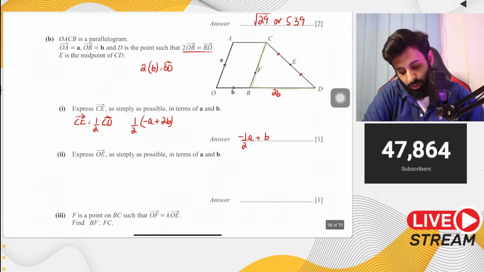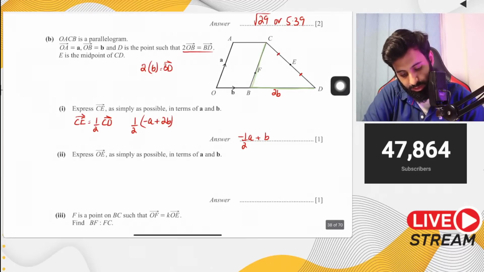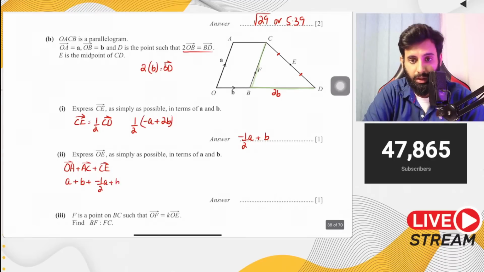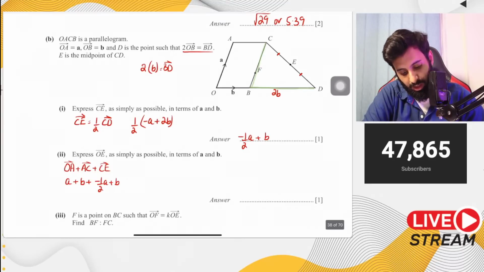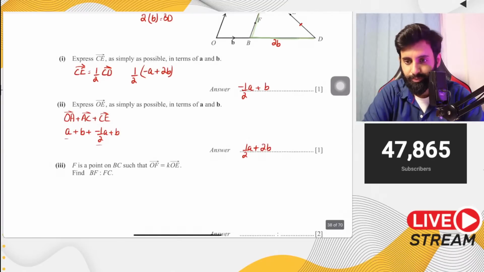Then you need to find out OE. How can we go from O to E? We can go from O to A, then from A to C, and then from C to E. So let's do that: OA plus AC plus CE. What's OA? That's A. What's AC? That's B. And what's CE? That is minus half A plus B. So there you go. If you simplify this, A minus half A is going to be half A, and then B plus B is going to be positive 2B. And there you go. That's your answer.